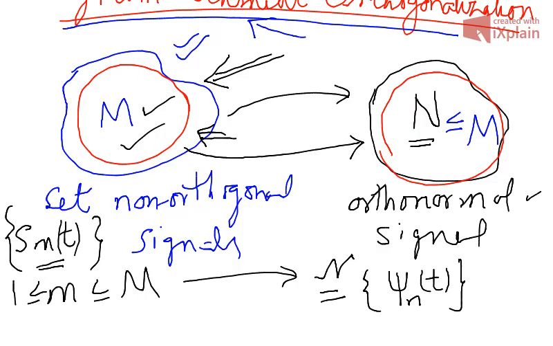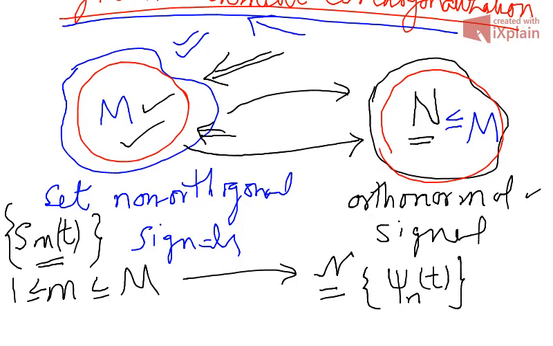You are already familiar with the significance of orthogonal signals. We prefer to transmit orthogonal signals, specifically in wireless communication, and the reason is that we can easily distinguish those signals at the receiving end. So orthogonal signals are an important class of signals most commonly used in wireless communication.